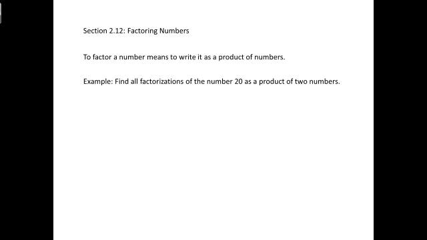Section 2.12, Factoring Numbers. To factor a number means to write it as a product of numbers. Example, find all the factorizations of the number 20 as a product of two numbers. 20 equals. We have to come up with pairs of numbers that multiply together to give us 20. There's always an easy example, which is 1 times itself. There's also 2 times 10, and there's 4 times 5.